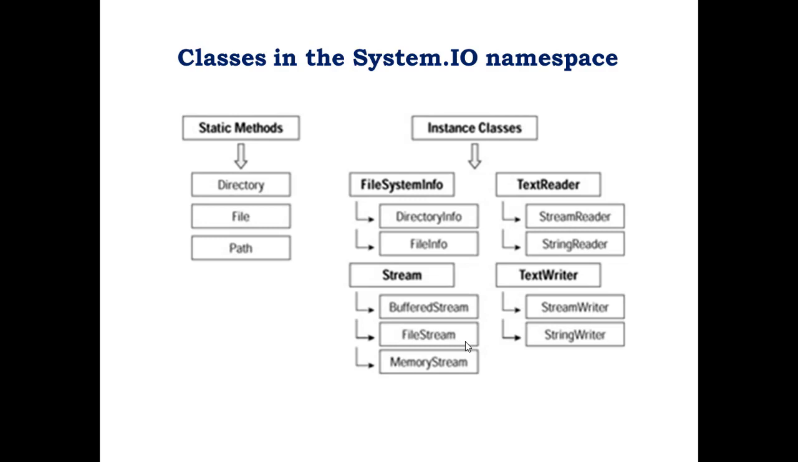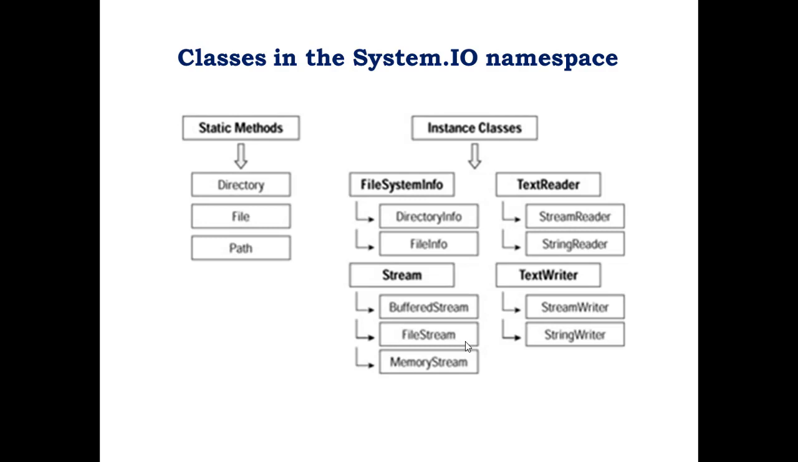Static methods and instance classes. There are 3 important static classes: the directory class, file class, and path class. These cannot be modified. These are static methods. Instance classes can be modified dynamically at runtime. There are 4 important topics that will be discussed here.